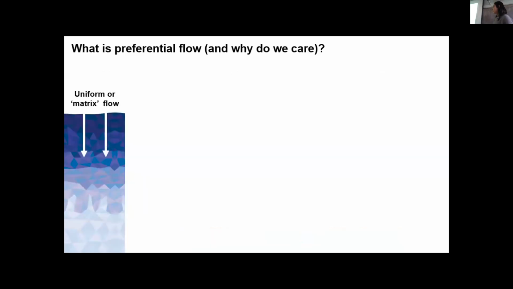So first, just talking about what preferential flow is and why we care about it. Usually when we think about water infiltration into the soil, and the way that we often calculate and model it, it's very uniform. The wetting front moves nicely through the soil at a constant rate, and it's moving through all the soil matrix spaces. So we think of it as this uniform wetting pattern through the soil.